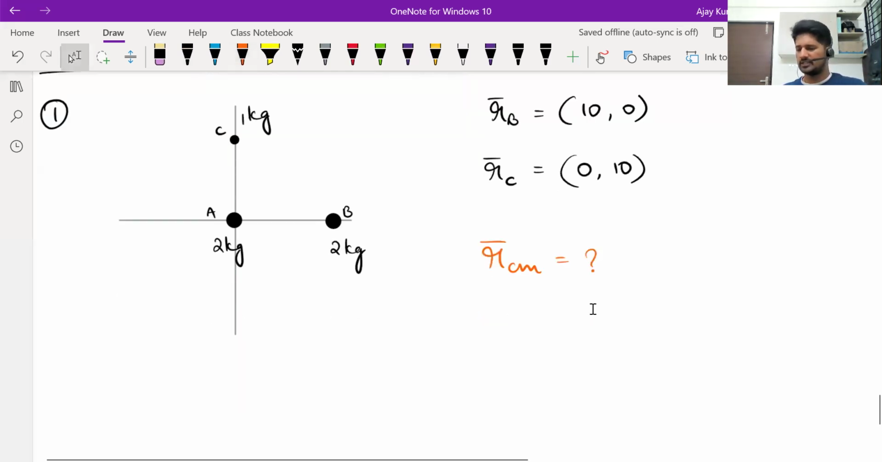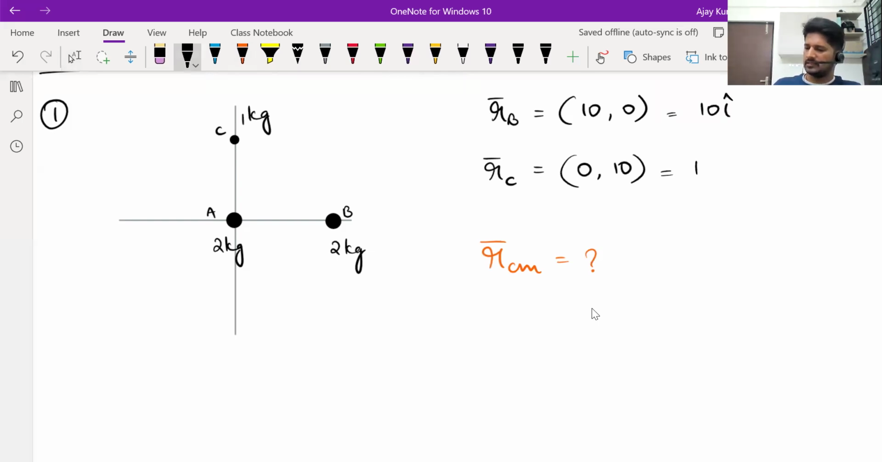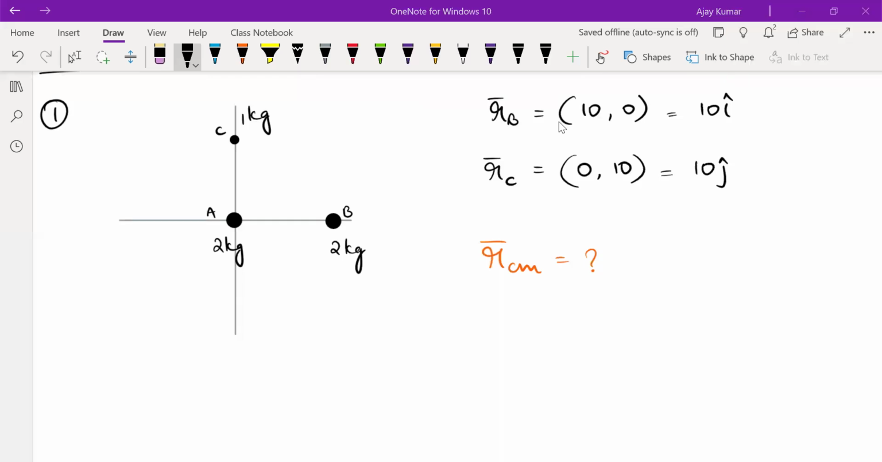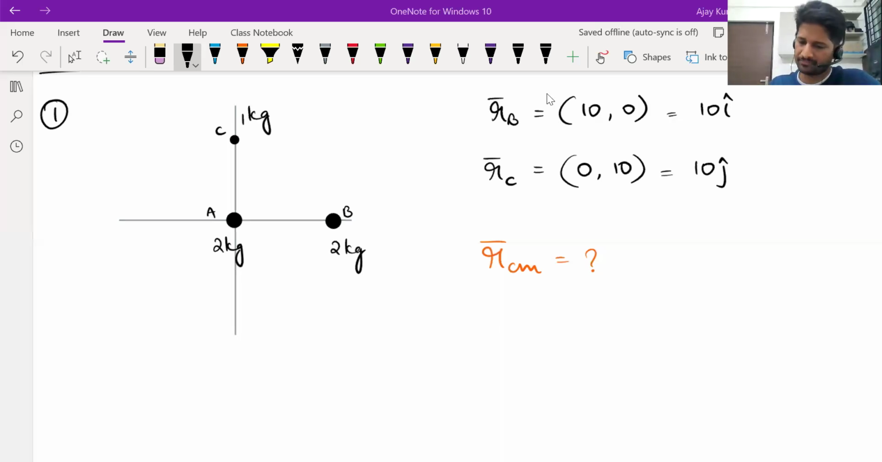Okay, write the positions as vectors. So this is 10 I cap. This is 10 J cap. The third one's position is 0. Derive the position of center of mass of this system. Make it fast. I got one answer as 4 I cap plus 2 J cap. We'll see. So you just have to directly substitute in the formula.